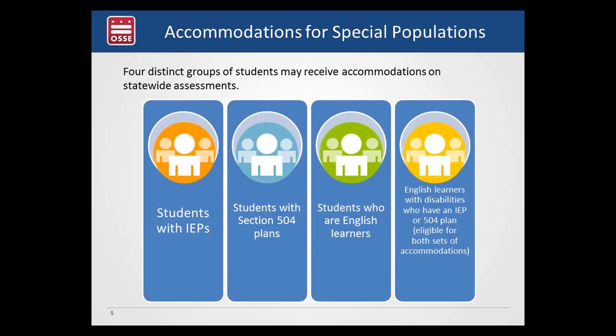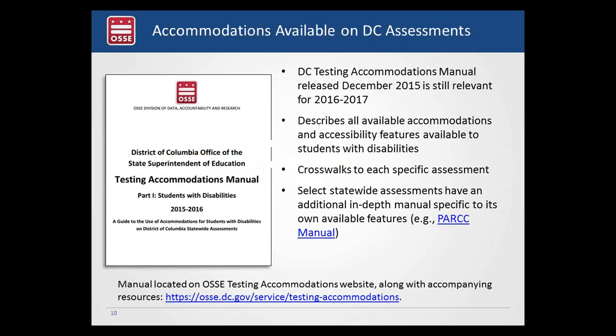Accommodations for special populations fall into four distinct categories. You have your students with IEPs, your students with disabilities that instead of an IEP, they have a Section 504 plan. Then you have students who are English learners. And then you have a smaller set of students that are dual identified, meaning they have a disability and they are an English learner. And in that case, they qualify for both sets of accommodations. Otherwise, the other students that are not dual identified, it will be a separate menu of accommodations for disabilities versus English learners.